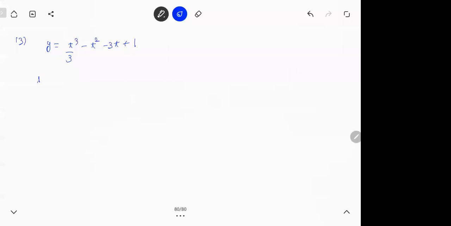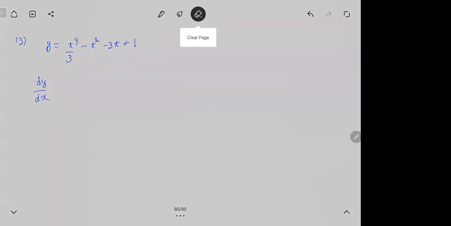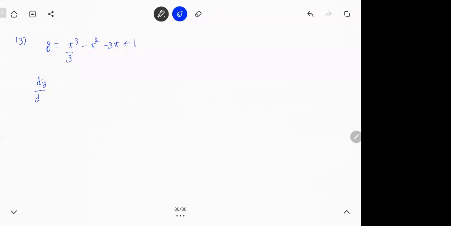Fair enough. First thing you should do, differentiate dv by dt, because it is given in terms of time now. That would be t square minus 2t minus 3. Now for maximum or minimum, what should happen? The first differential is 0. For maxima or minima, dv by dt is 0. That is t square minus 2t minus 3 is 0.